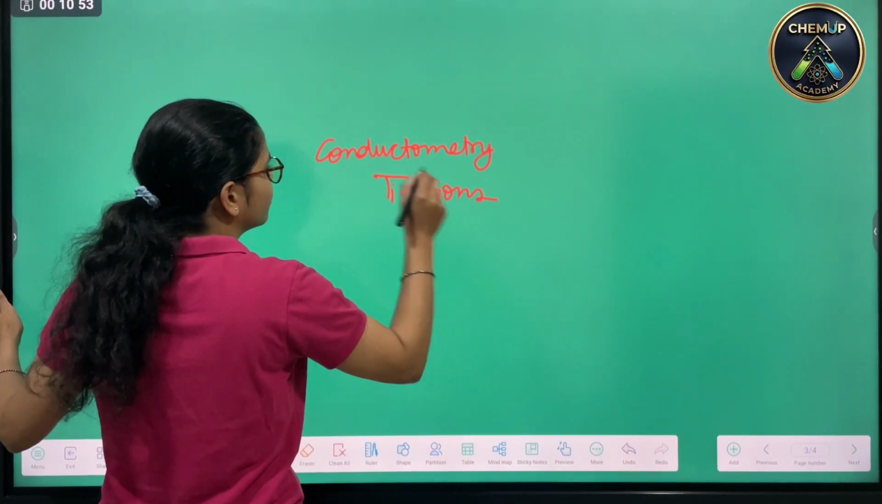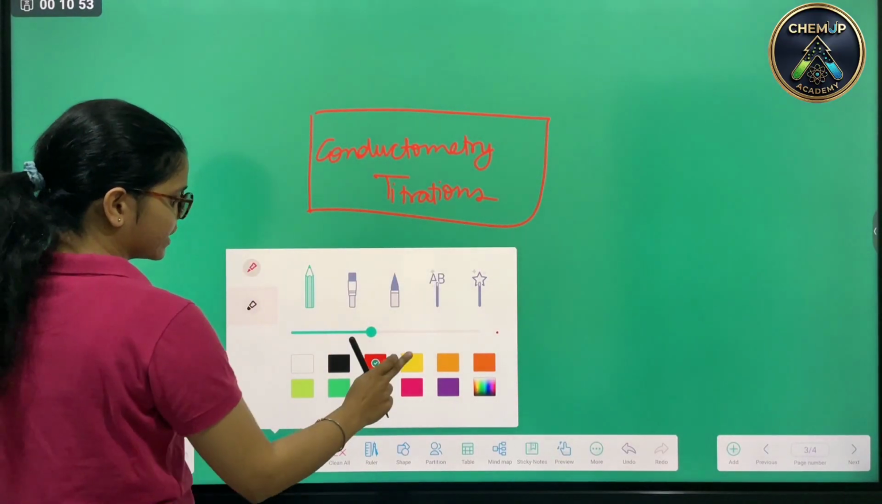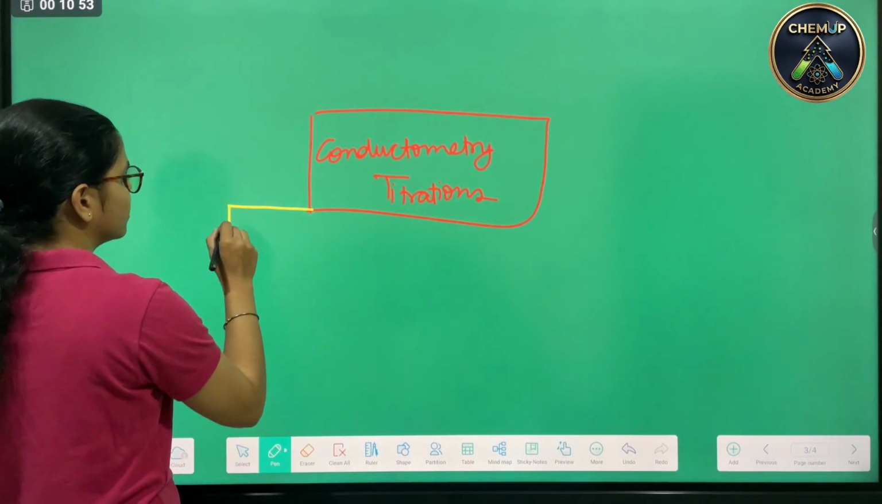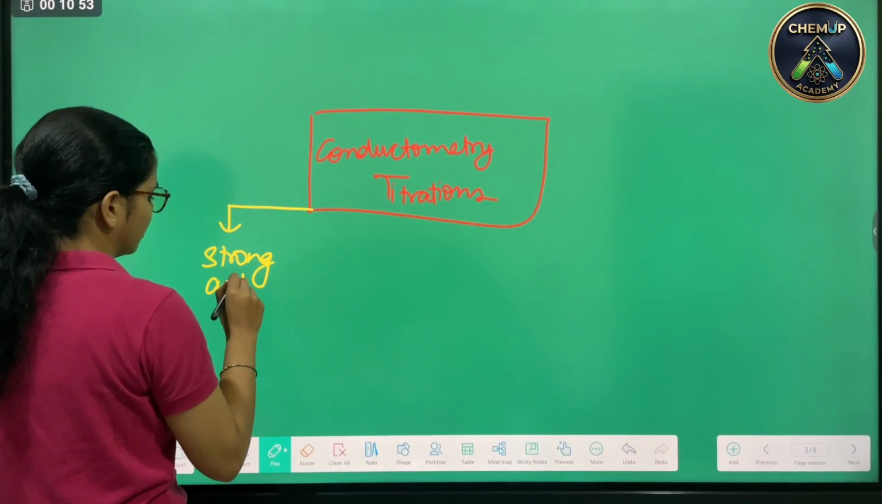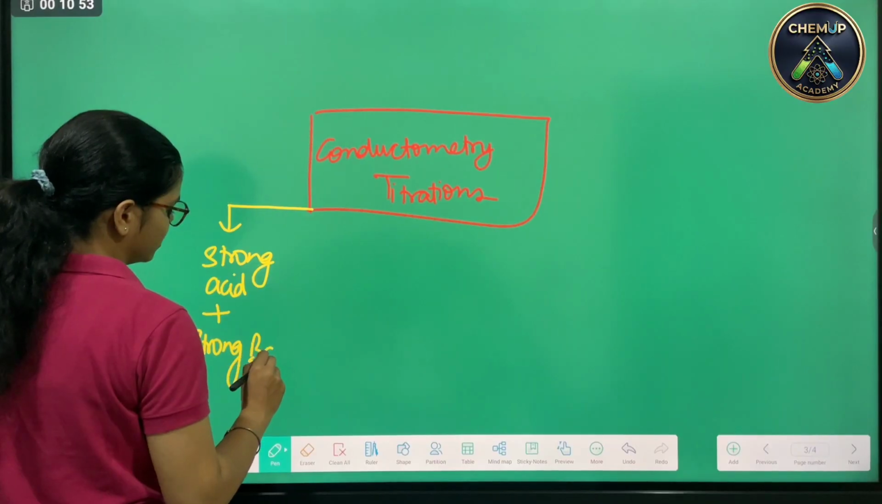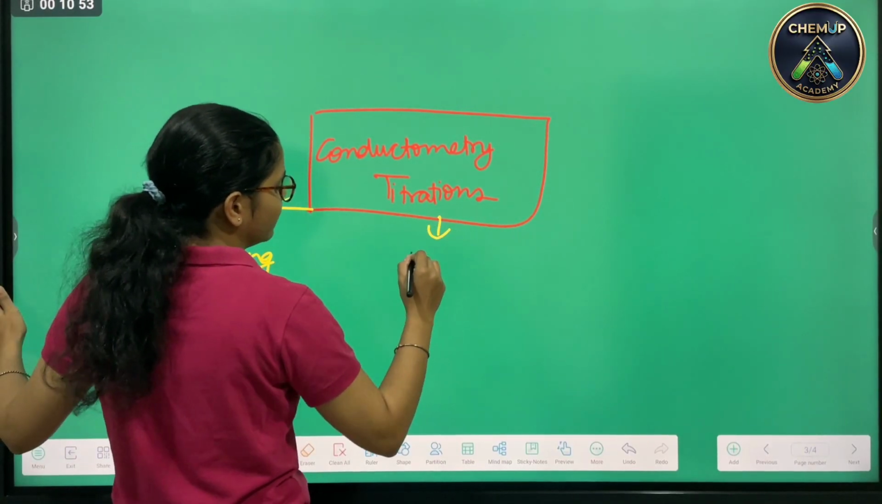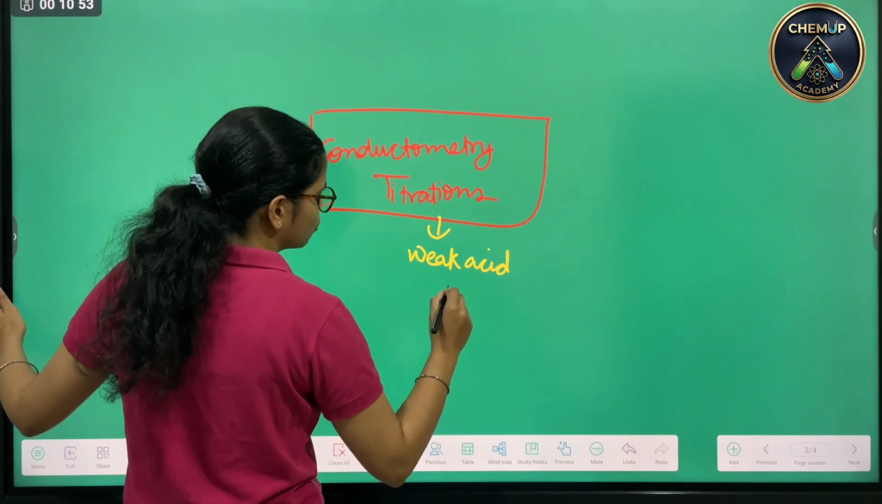We shall be studying the 4 cases. What all are the 4 cases that involves? It involves the strong acid and strong base. This is gonna be your case 1. Then we have weak acid, strong base.